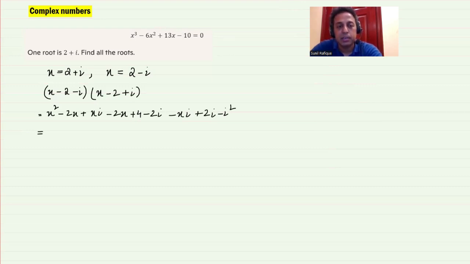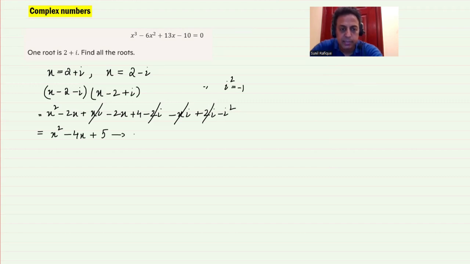We can cancel the terms which have opposite signs. So this goes out with this one. And the minus 2 iota and the plus 2 iota cancel each other. So I'm left with x squared minus 4x and 4 plus a 1, since iota squared is a -1, so minus minus 1 will be plus 1, so a +5. This is a quadratic factor. Okay, let's perform long division.